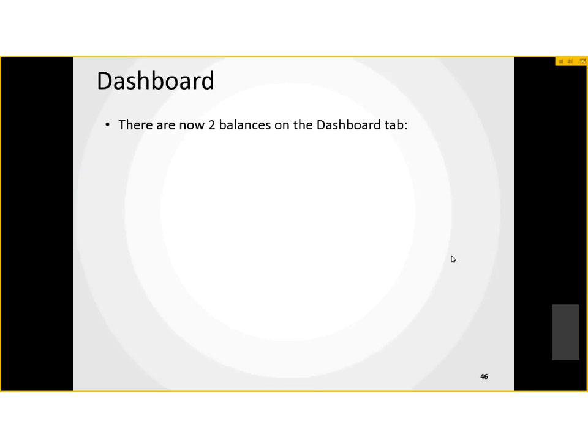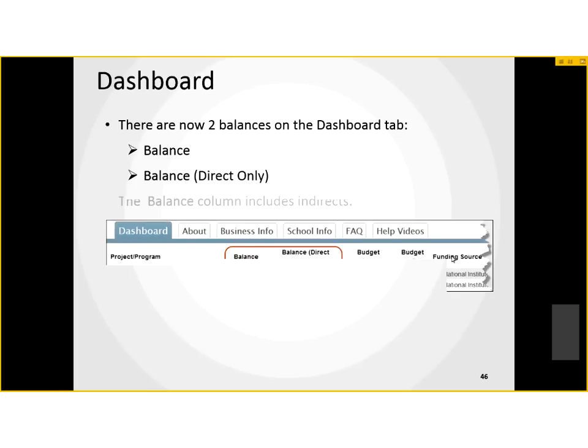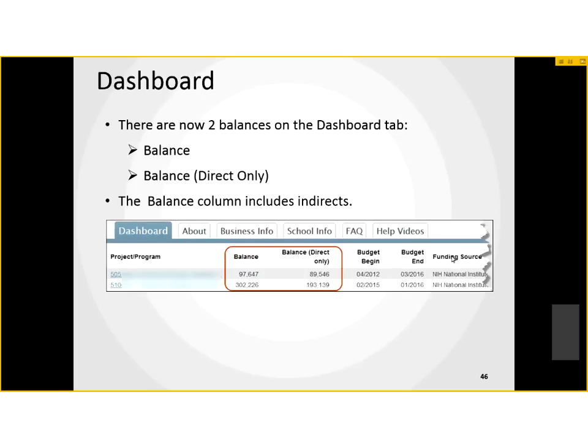So let's finally touch on the dashboard. The faculty dashboard now has 2 balances. The first one is balance. Isn't that creative? And the second one is called balance direct only. As you would imagine, the balance column includes directs. The balance direct only doesn't. And this is what it looks like on the dashboard.